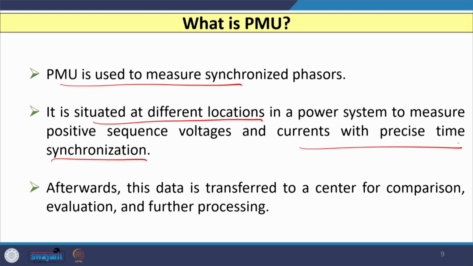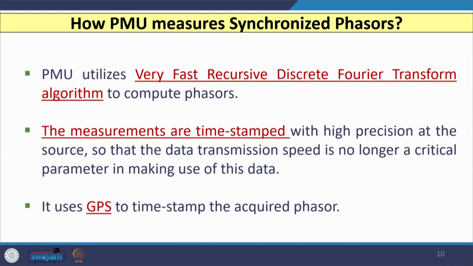Basically PMU is a device which takes input in the form of instantaneous values of, let us say, voltages and currents, and the output is in terms of phasors, and these phasors are again time stamped, that means they are taken with very precise time synchronization. And once this is done, the PMUs are going to transfer this data to a higher level, maybe a particular control center, where the comparison, evaluation and further processing on those data will be carried out. Now, let us see how PMU measures synchronized phasors.